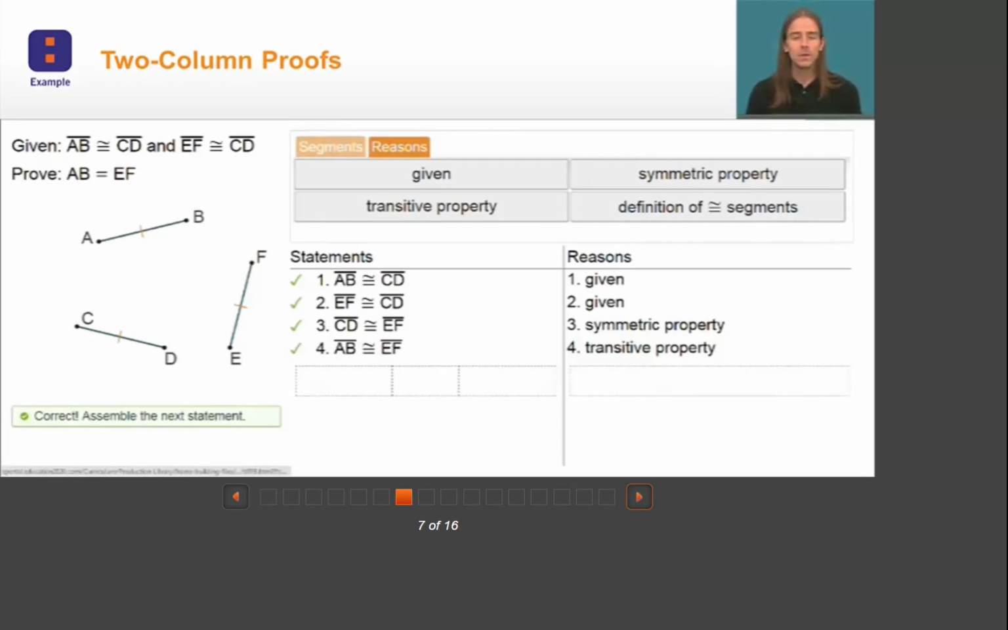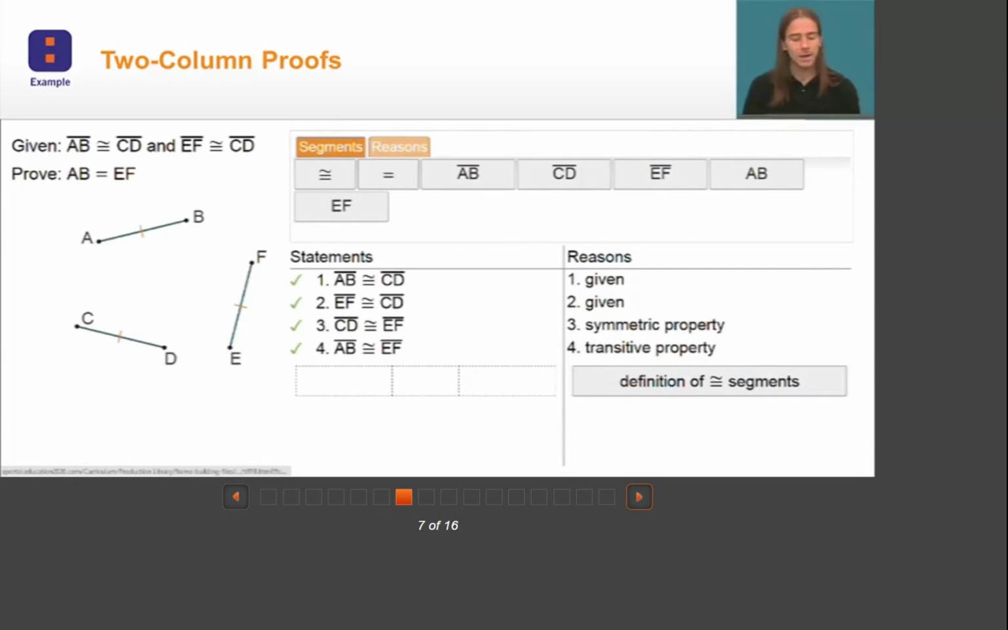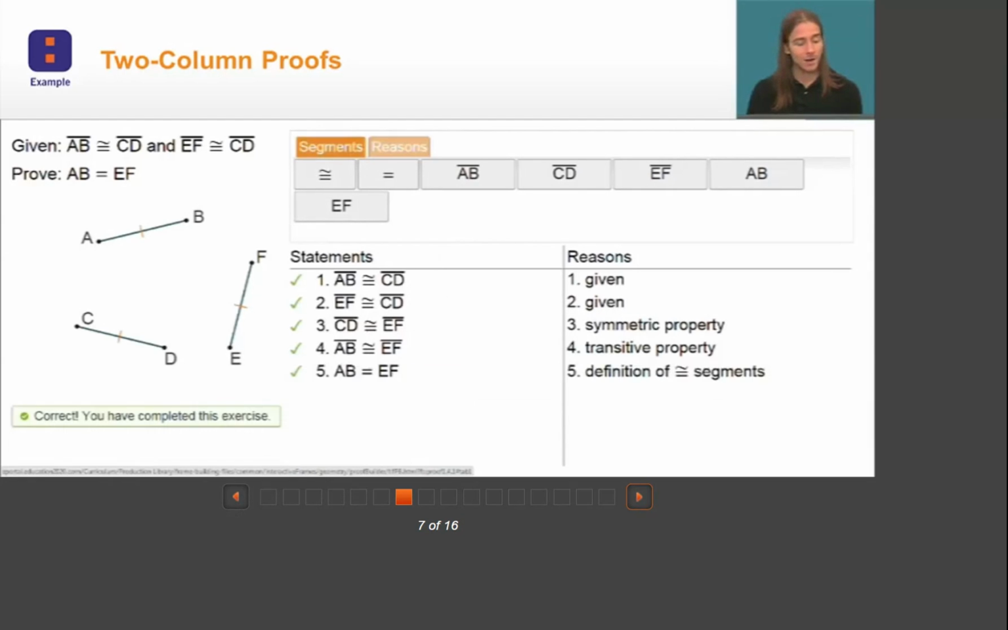At this point, what we can do is use the definition of congruent line segments to say that those two line segments are congruent, so that means that they must have equal lengths. So I'll drag those tiles down and check it, and I see that the proof is correct. Now, why don't you go ahead and practice using this tool on your own?